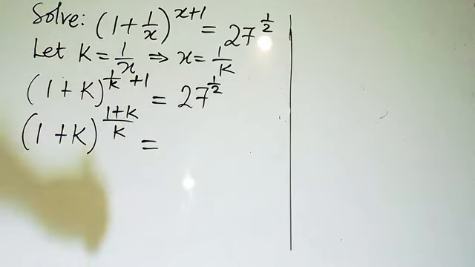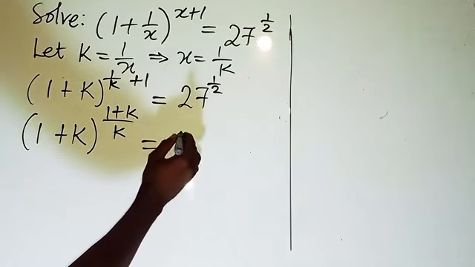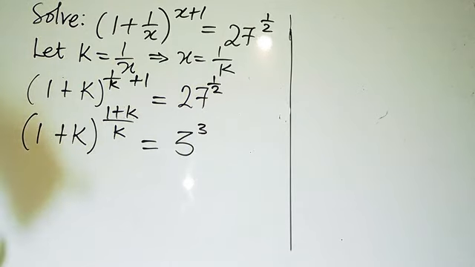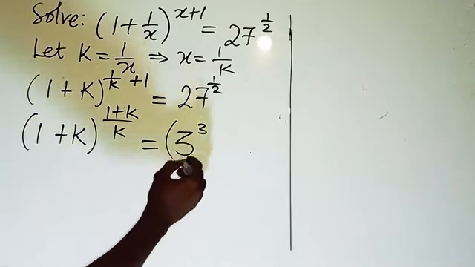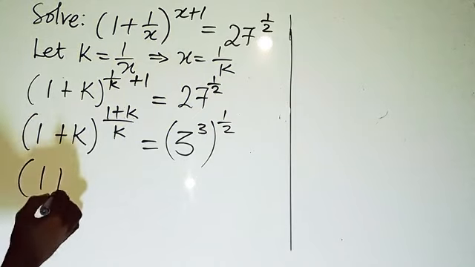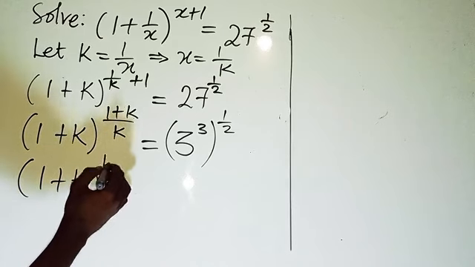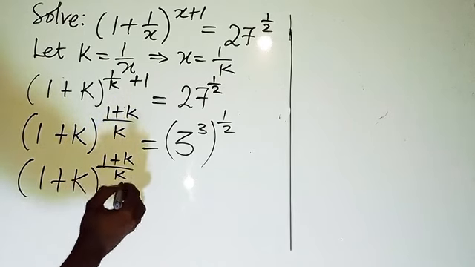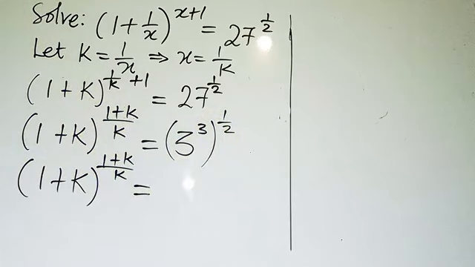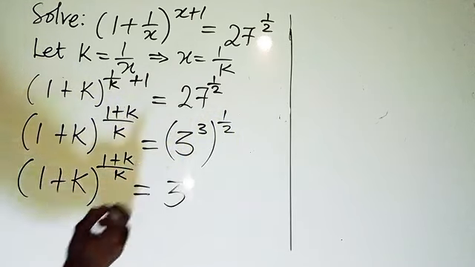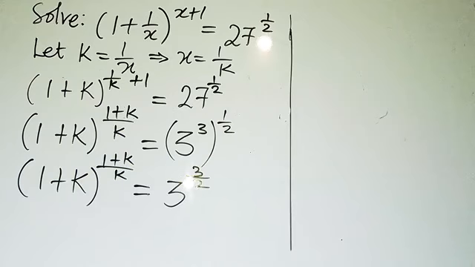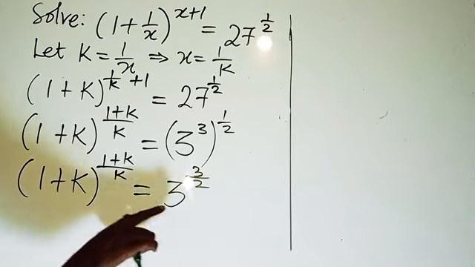Now here, I can rewrite 27 as 3 to power 3. That is 27, when 3 multiplies itself 3 times we have 27. Then we have 1 over 2. So now we have (1 plus k) over k equals, and the power 3 will multiply this 1 over 2, so we're going to have 3 over 2.